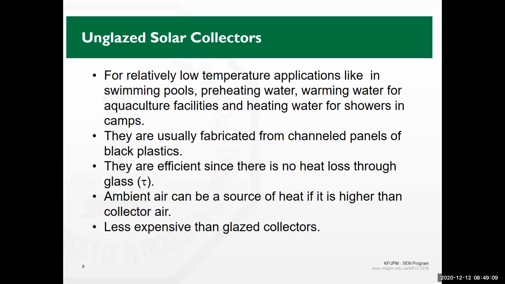So this is for low temperature applications like swimming pools, preheated water, warming water for aquaculture facilities, and heating for showers and camps. All of these would be fine to use cheap solar collectors, which are the unglazed ones. They are fabricated from channeled panels of plastics. So basically they are plastics, black, so that they absorb energy as much as possible.